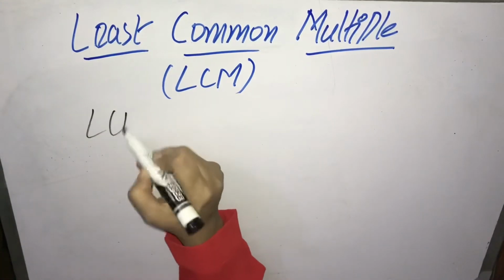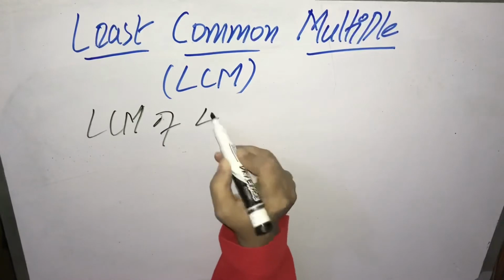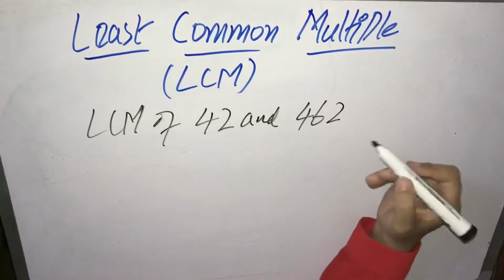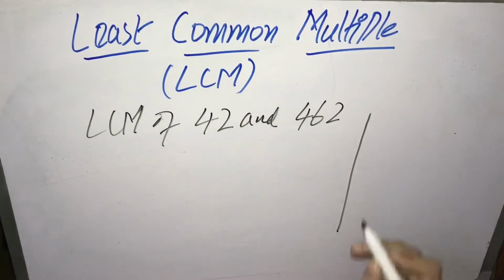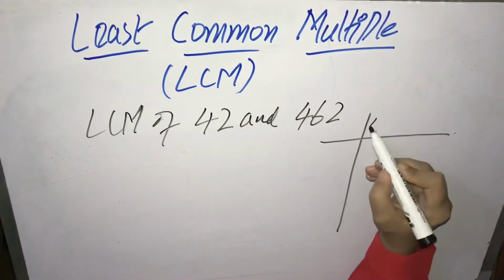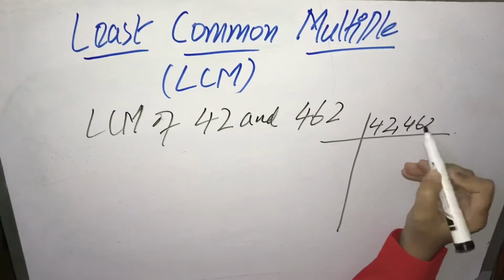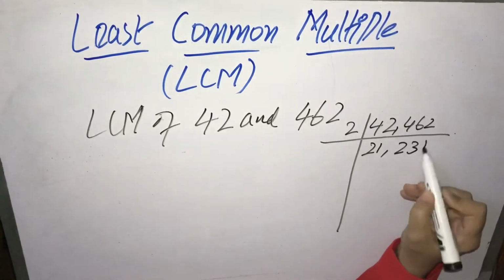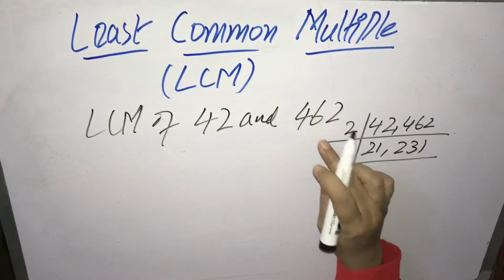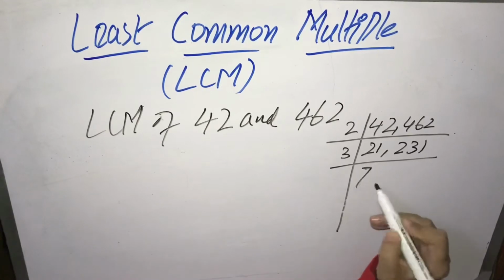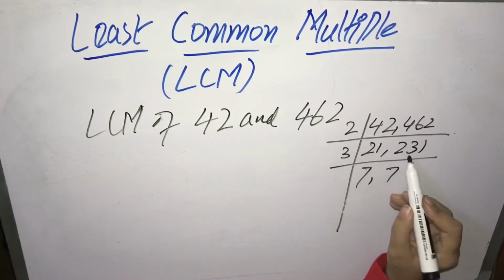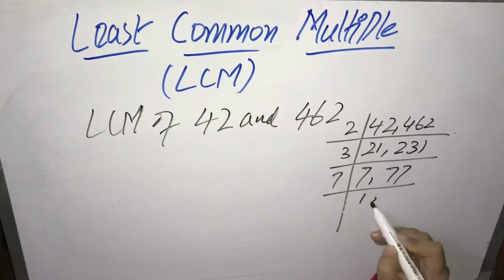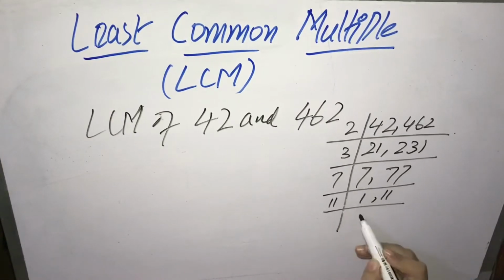If we take the LCM of 42 and 462, I can do it with a combined ladder, or I can do it with separate ladders. I shall start with 2: 2 21s are 42, 2 2 3s are 6, 2 1s are 2. I will go to 3 as both the numbers are odd. 3 7s are 21, 3 2 3s are 6, again 21. 7 1s are 7, 7 11s are 77, and 11 1s are 11.